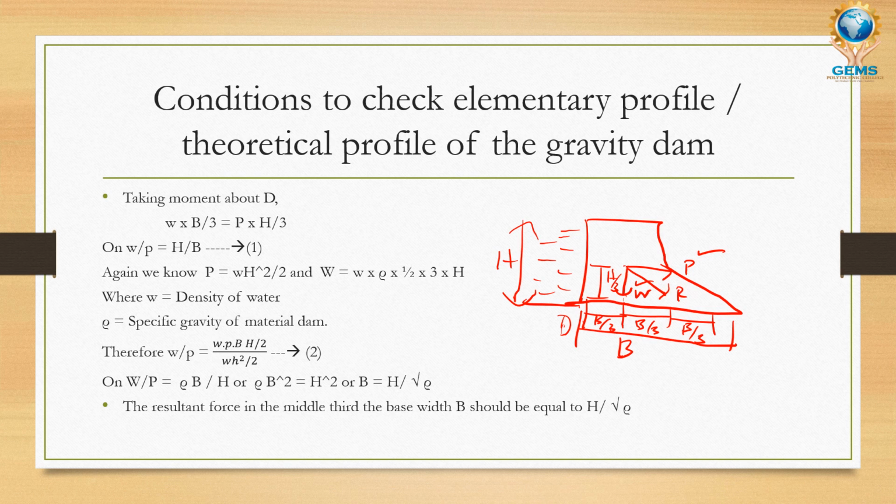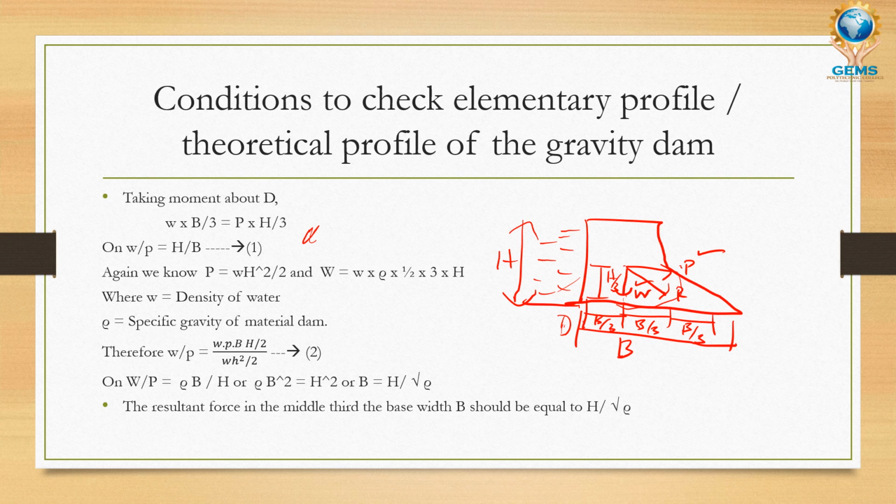Then another force, which is P, is due to the horizontal forces generated from the upstream portion of the dam, and it acts at a height of H by 3. So P into H by 3 is going to strike D, hitting at this point. So P into H by 3 is equal to W into B by 3. Now the 3 gets cancelled, and you take this as the first equation.